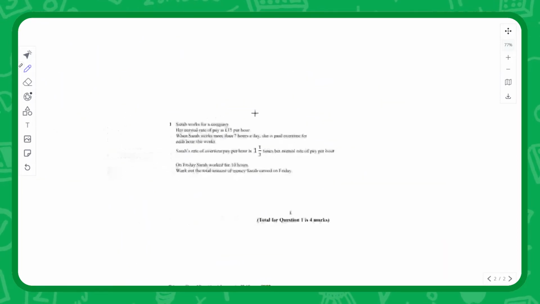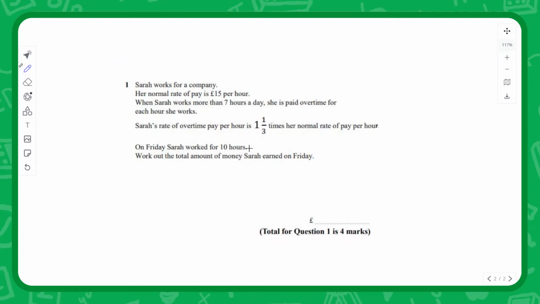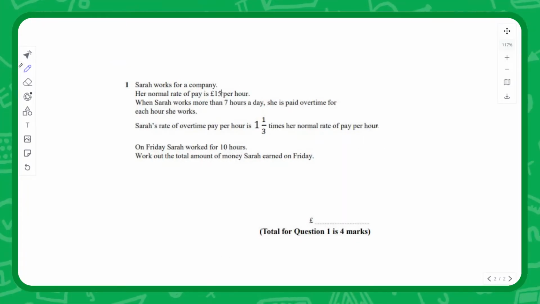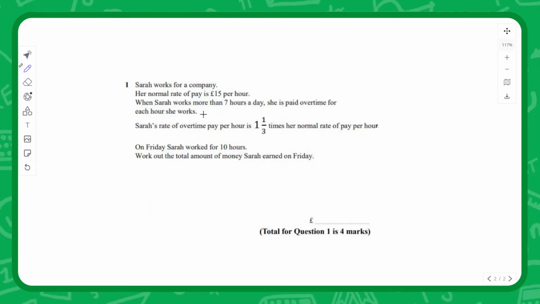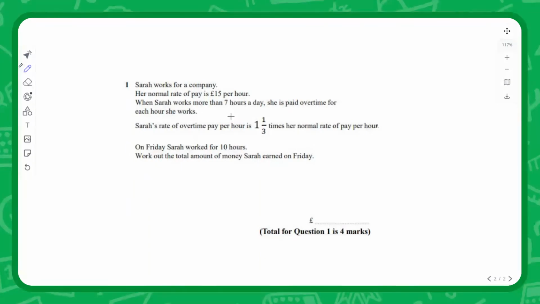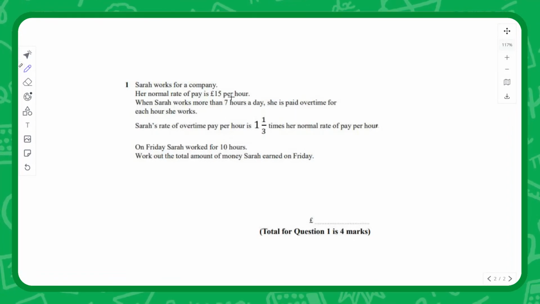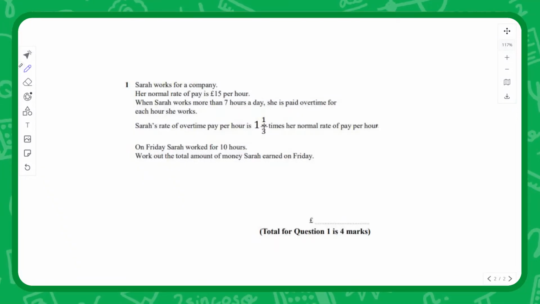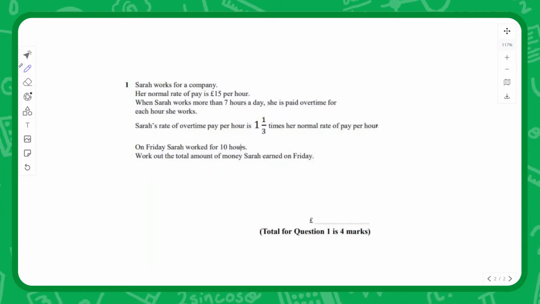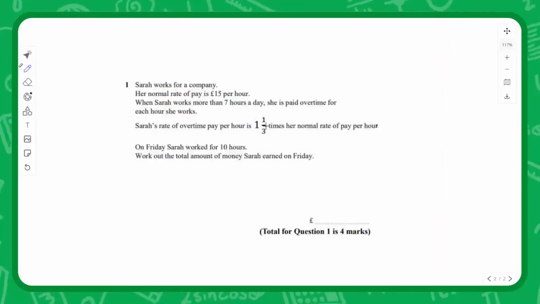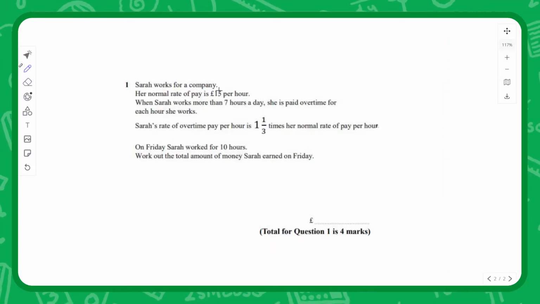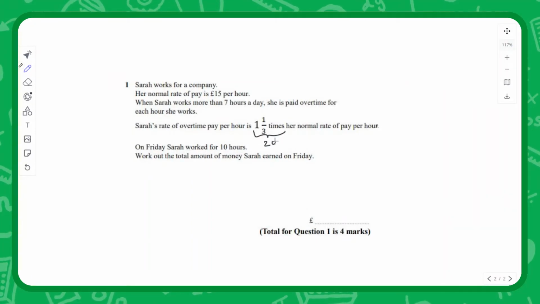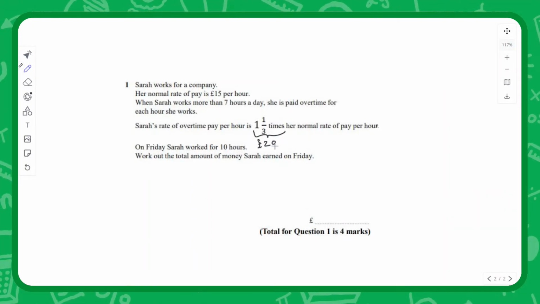Let's do a couple of exam style questions to finish off. So Sarah works for a company. Her normal rate of pay is £15 per hour, and she works 7 hours and gets overtime for each extra hour past her regular 7-hour day. If she gets an extra third of her normal rate and she does 10 hours, what is she going to earn? Her normal rate is £15, a third of 15 is 5, so this represents £20. This is going to be her hourly rate for overtime.